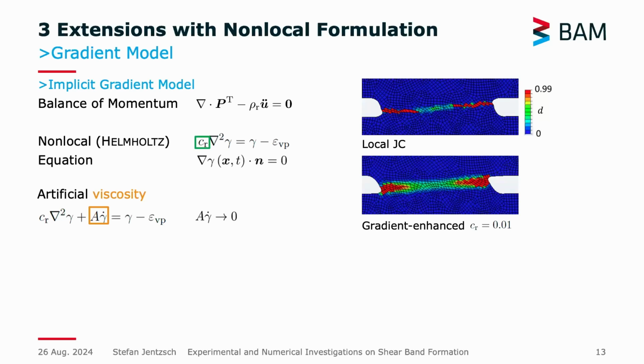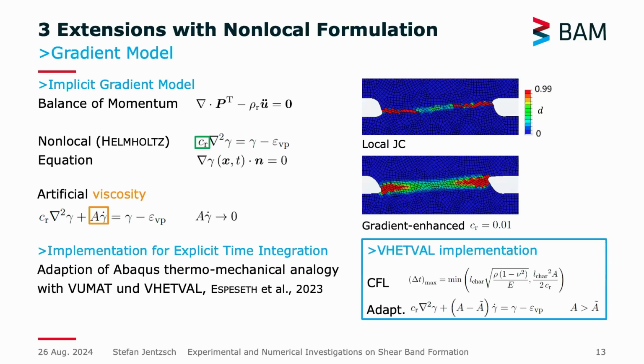On the right-hand side, it can be seen more visibly that it can be smoothed by giving values to this non-local parameter. It was implemented using this thermomechanical analogy. Here I emphasize one issue: at these high strain rates with explicit modeling, it's critical with the CFL criterion that when you set this term very small, the time steps become unreasonably small. To overcome this, I introduced another viscosity term.